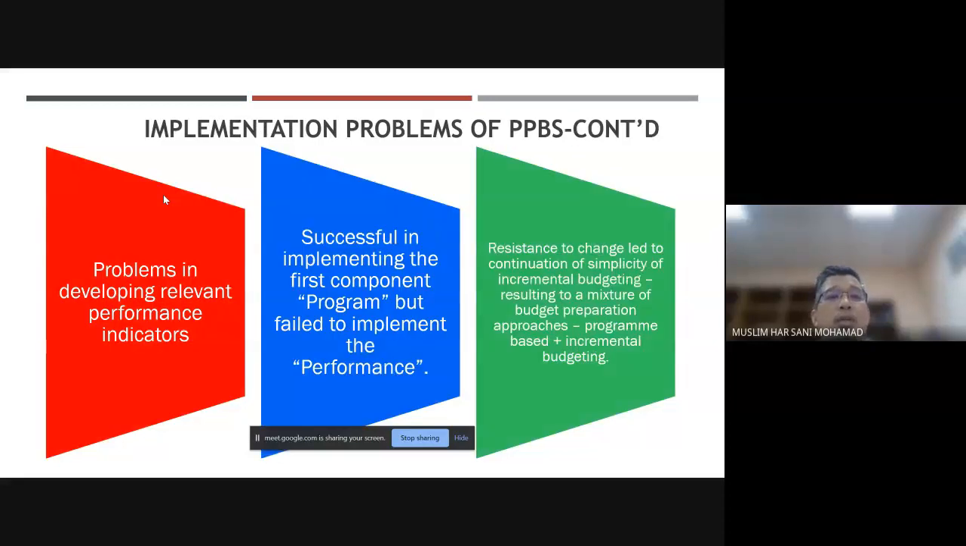Another problem was in developing relevant performance indicators. So the main performance measure became the financial measure. Financial measure was the main performance measure, okay? And that financial measure is basically the level of spending. They successfully implemented the first component, programming, but failed to implement the performance component. Okay, lastly, the resistance to change led to continuity of the simplicity of incremental budgeting, resulting in a mixture of budget preparation approaches, program-based and incremental budgeting.